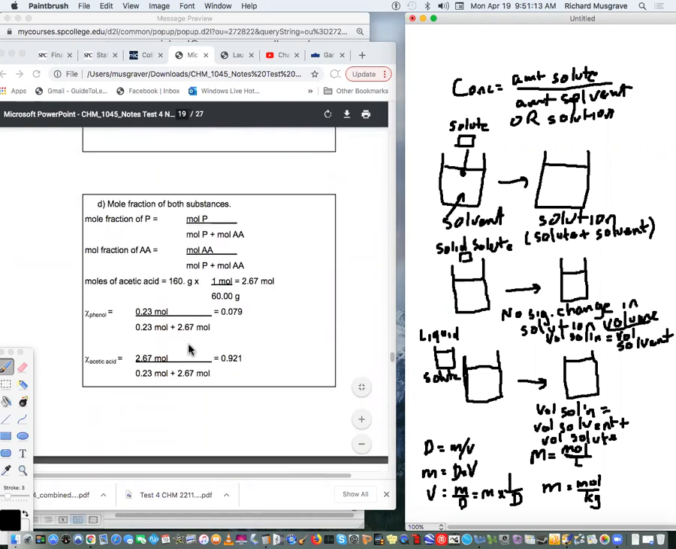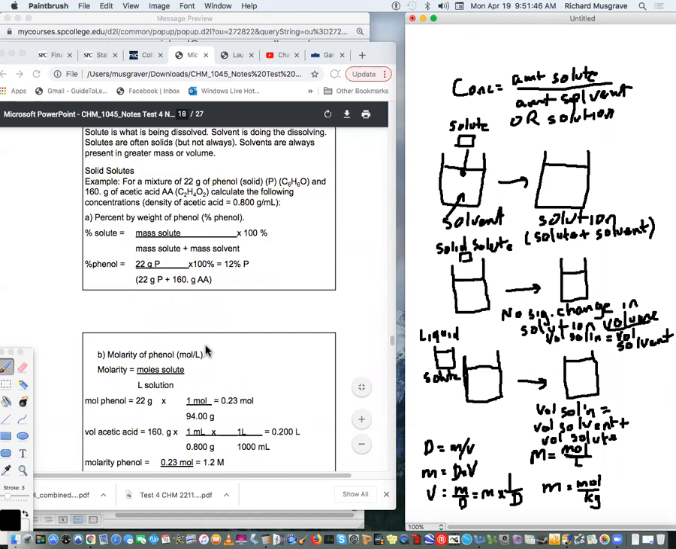That's why we don't have a percent at the end. But you'll notice that it is moles divided by moles, which means there's no unit on it. The symbol for mole fraction is this Greek letter chi, C-H-I, chi. And chi of phenol, or the mole fraction of phenol, is going to be 0.23 moles divided by 0.23 moles plus 2.67 moles. The 2.67 moles comes from taking the mass of acetic acid and multiplying by 1 mole over 60.00 grams, which is the molecular weight.